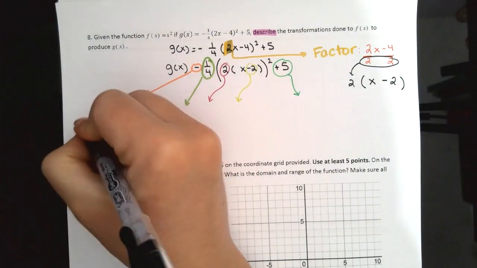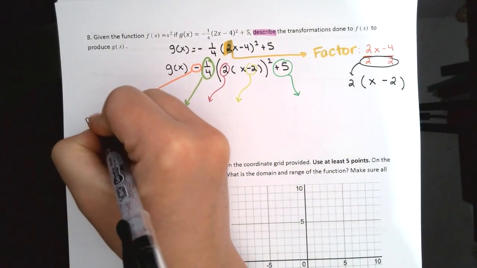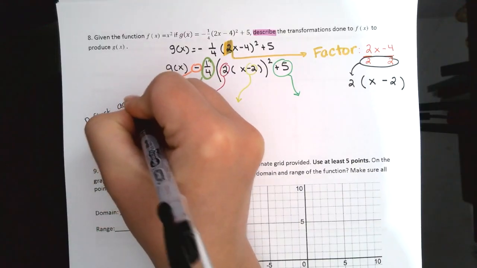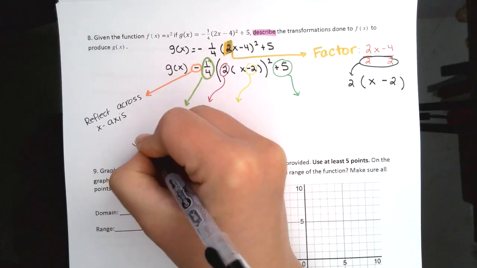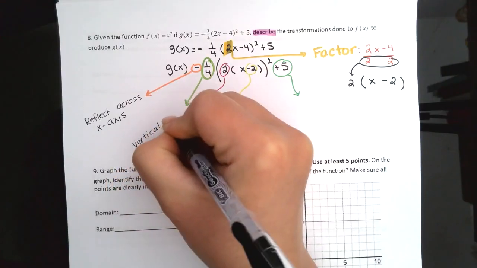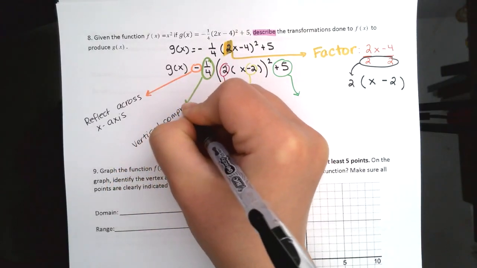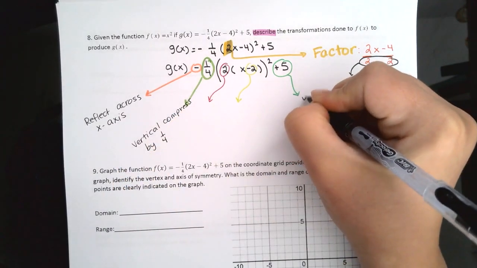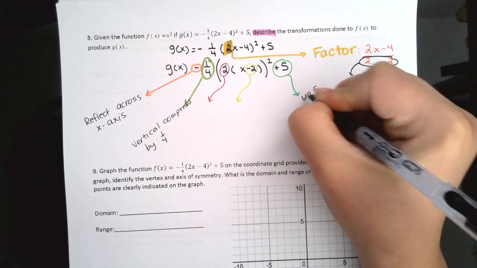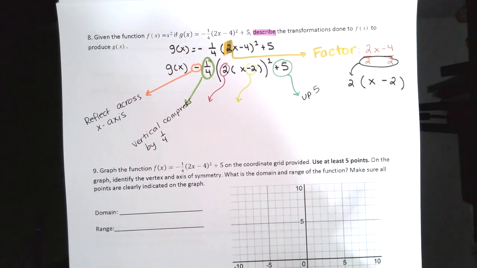Let's describe. Out in front, we have a reflection across the x-axis. We have a vertical compression, you can say shrink as well, by 1/4, and a up 5. I skipped around here, be careful. I went all the way towards the end.